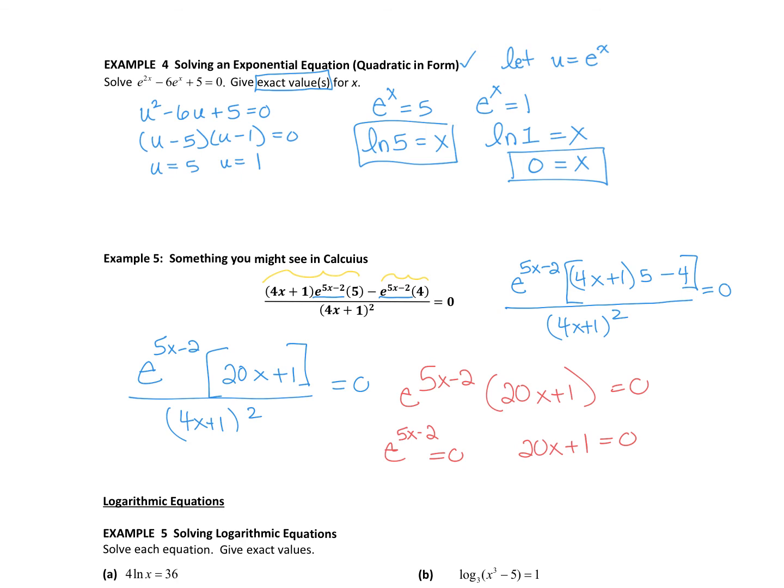Well, an e to a power is never going to be 0. What we've done here is we've shifted it left 2/5 and stretched it. So we're not going to ever be 0, and so this doesn't really give us anything. You could sketch a graph of that to see that for sure. And so our only answer here is negative 1/20.